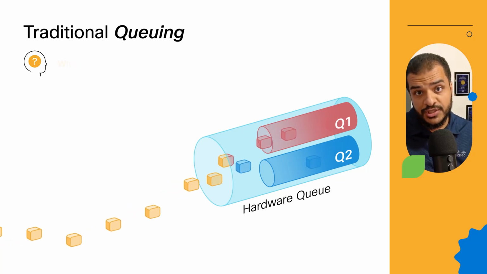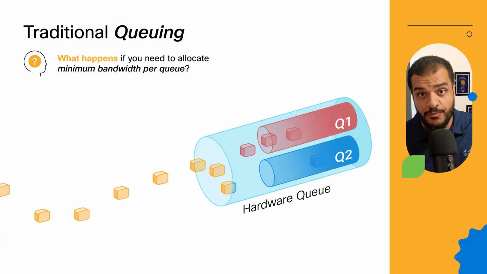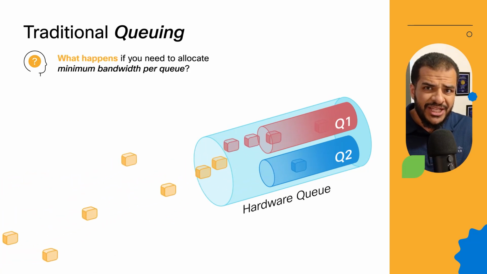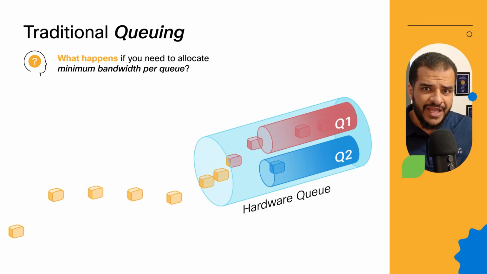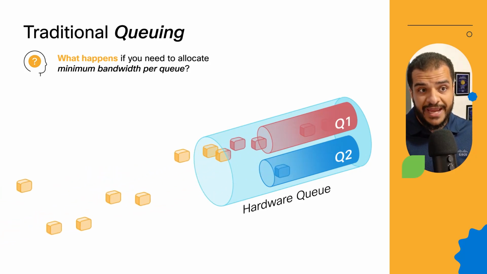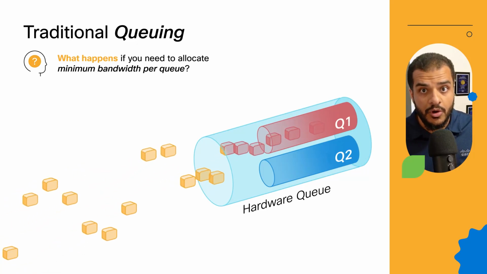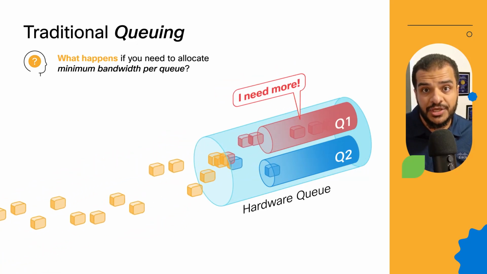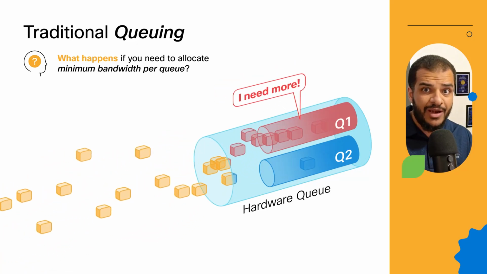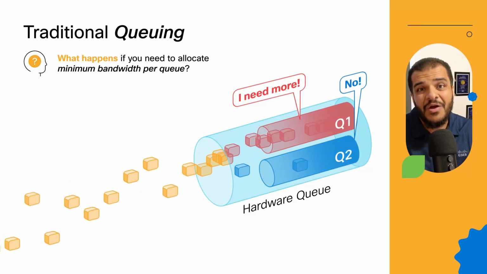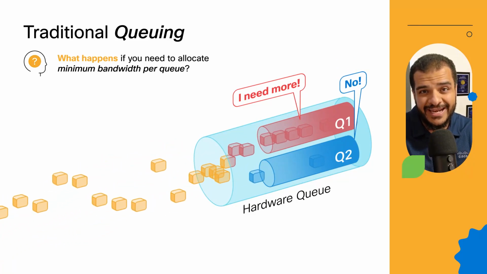What happens is you need to also allocate minimum bandwidth per queue. So let's imagine that queue number 1 has a stream of different packets, which is more compared to queue number 2. In other words, queue 1 needs more attention, but hey, you allocated a specific minimum bandwidth and you cannot get more than what you were allocated in case of congestion.